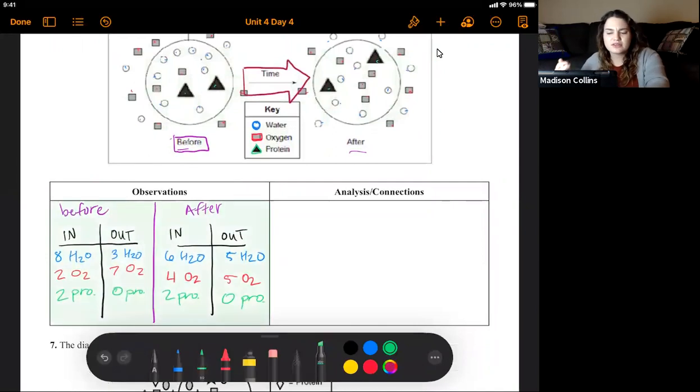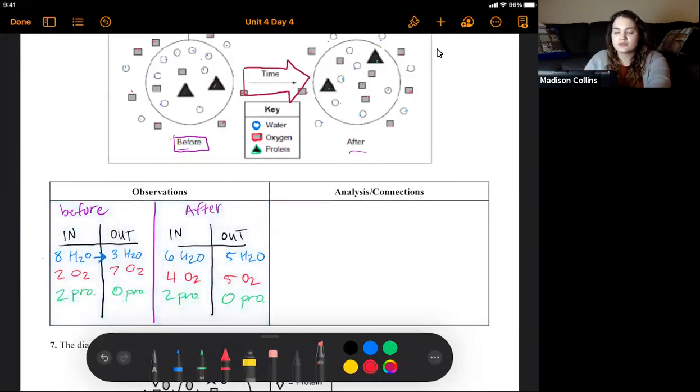So what does all of this mean? Well, I want you guys to look at the number of molecules that were found inside and outside the cell for water, oxygen, and protein in both our before and after pictures. So we see that before we had 8 molecules of water in and 3 molecules out. But after a period of time, we ended up with 6 molecules in and 5 molecules out. That tells us that these water molecules diffuse out of the cell in order to achieve equilibrium.